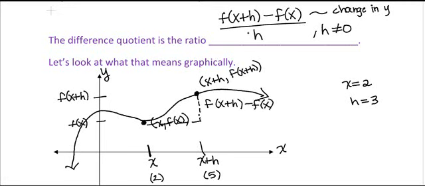Well, what does the denominator h represent? h represents the distance between x and x plus h, right? It's really x plus h minus x, which is our h. Does this look familiar? Do you remember anything that relates to change in y over change in x?